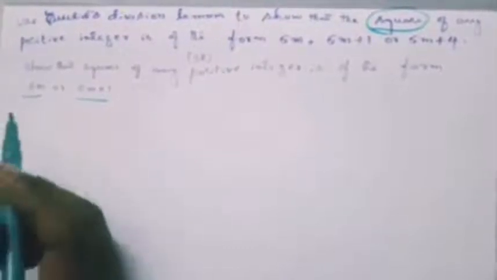Similar question, the numbers are different. By using Euclid division lemma, you need to show the square of any positive integer is of the form 4m or 4m plus 1. I will read one more question also. By using Euclid division lemma, you need to show the square of any positive integer is of the form 3p or 3p plus 1. So these are many model questions. Don't be confused. The solution is simple.